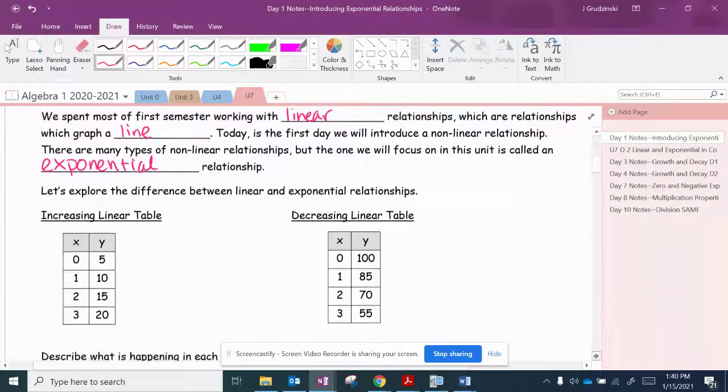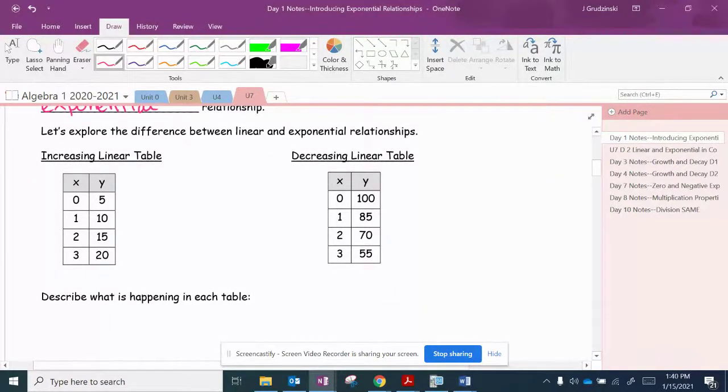Let's explore the difference between linear and exponential relationships. If we have an increasing linear table, when we look at the y column, we're going to be adding the same number each time. If we look at a decreasing linear table, we're going to be subtracting the same number each time.